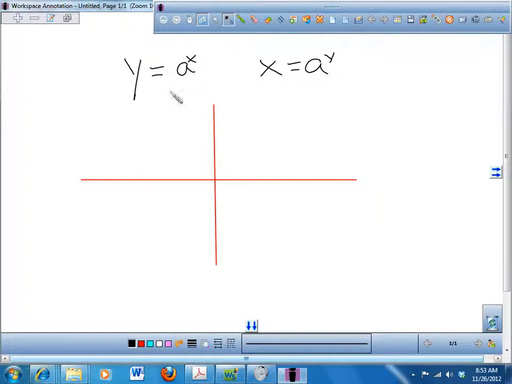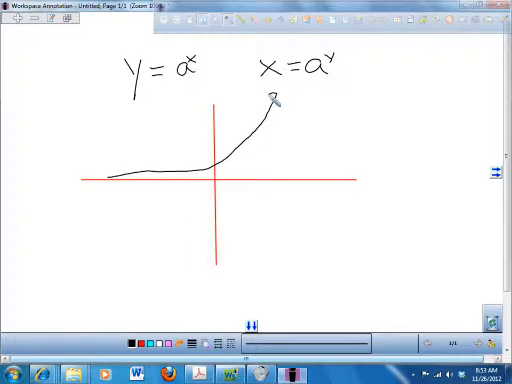So if I were to graph y equals a to the x, it goes up exponentially like that. It always goes through the point (0, 1). It also goes through the point (1, a). And it will also go through the point (-1, 1/a). Remember that from when we did exponential functions?